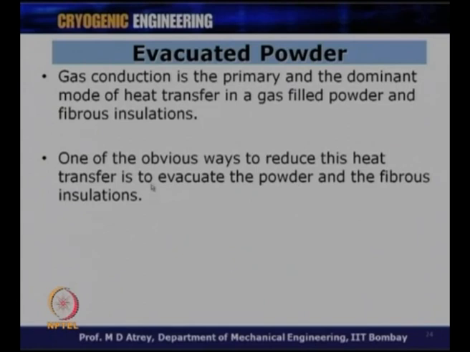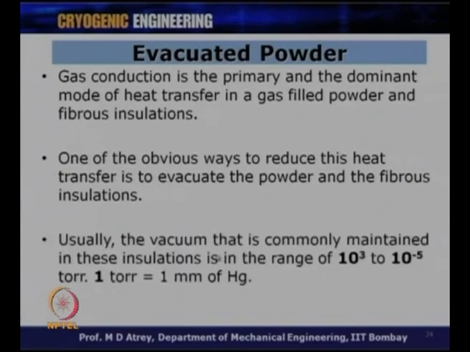So, just remove whatever gas is there, but for that you have to have a perfect vacuum. So, what remains is only powder in that case. And usually the vacuum that is commonly maintained in these insulations is in the range of 10 to the power minus 3 to 10 to the power minus 5 torr. You can see that 10 to the power minus 5 is a good vacuum, and 10 to the power minus 3 is not such a good vacuum. This is what the range could normally be in such insulations.